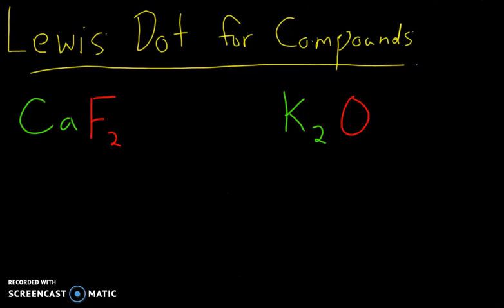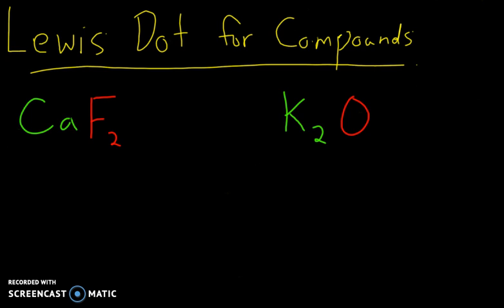Hello, so in this video we're going to be showing how to make Lewis dot structures for ionic compounds. We learned in the last video how to make Lewis dot structures for just a single element, and now we're going to show how to put those together to make the Lewis dot structure for an ionic compound. I've got two different ionic compounds here. The one on the left is calcium fluoride, CaF2, and the other one is potassium oxide, which is K2O.